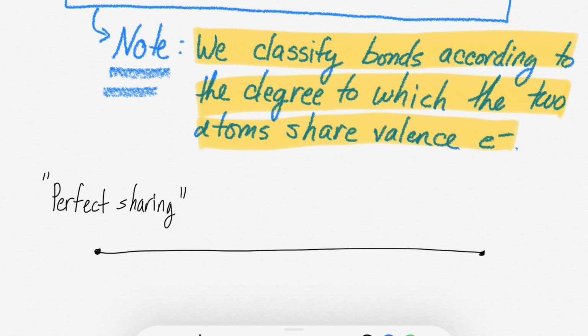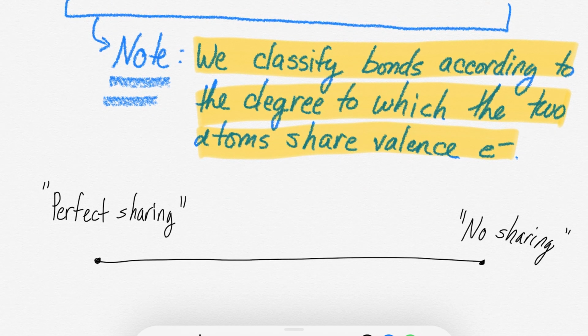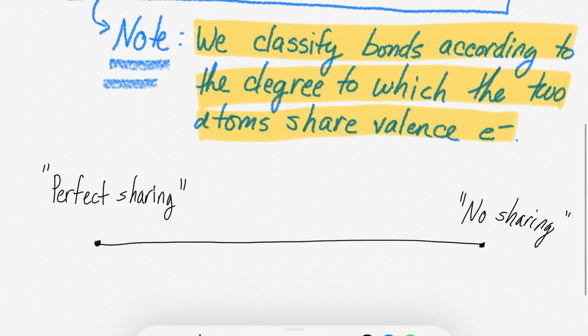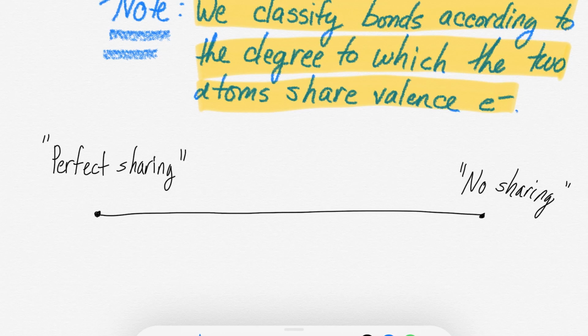Since we classify bonds according to the degree to which the two atoms share electrons, then your spectrum goes from no sharing to perfect sharing, right? So I'm going to put perfect sharing over here on my left just because I feel like it. Perfect sharing is where these two electrons aren't found on any one atom more often than the other. The other end of the spectrum, obviously, is going to be no sharing. No sharing, of course, means that one atom stole another atom's electron. So between these two ends of this spectrum, we would have unequal sharing.